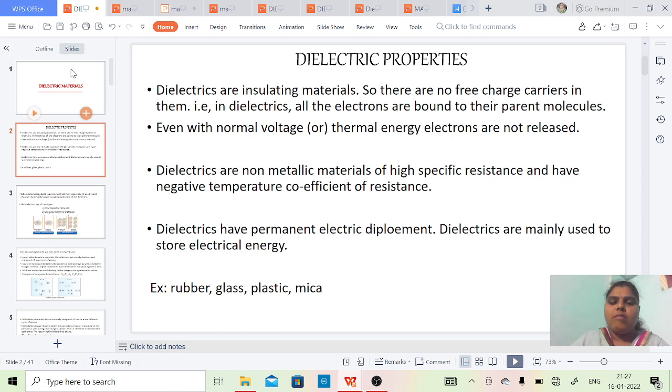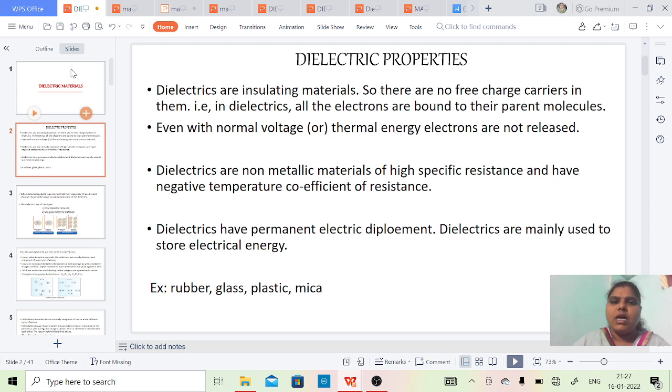Dielectrics are non-metallic materials of high specific resistance and have a negative temperature coefficient of resistance. So these are non-metallic materials which act as insulating materials of high specific resistance and have a negative temperature coefficient of resistance. We know what is meant by conductance and what is meant by resistance, all these terms.